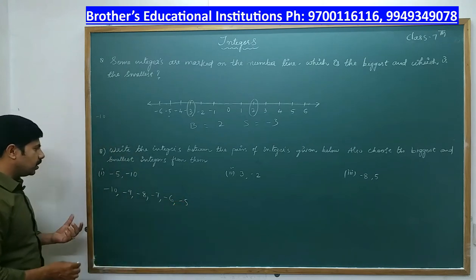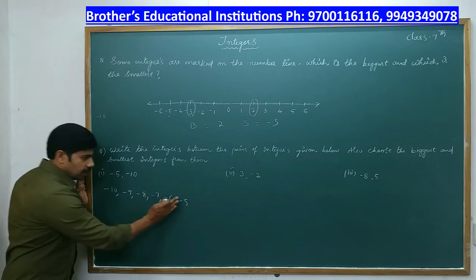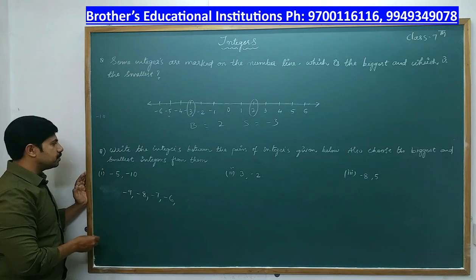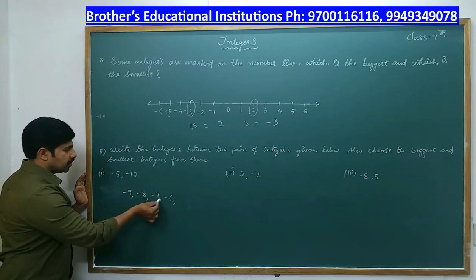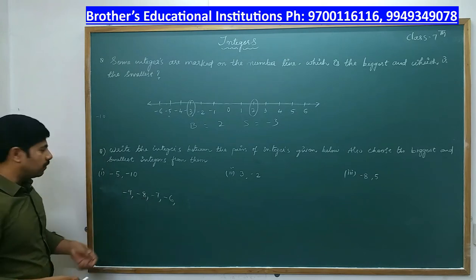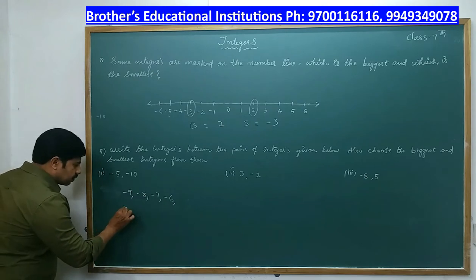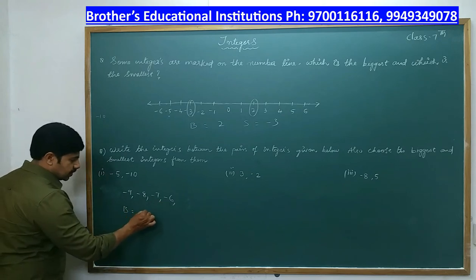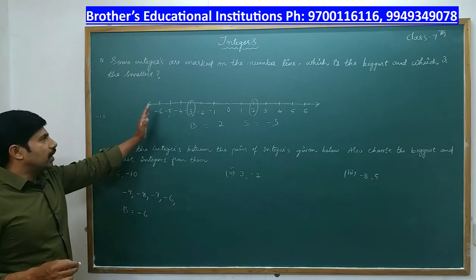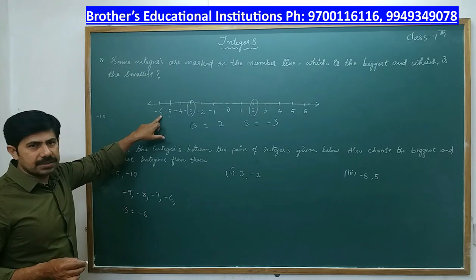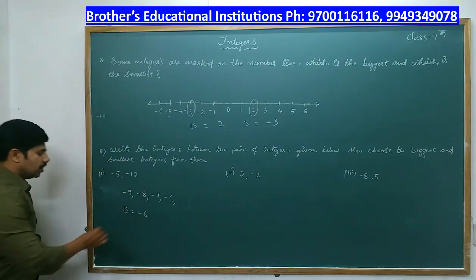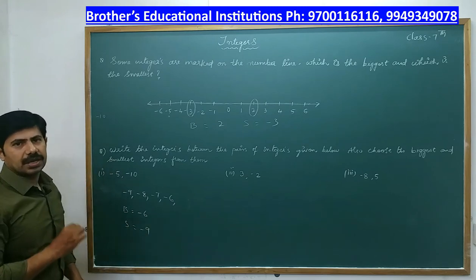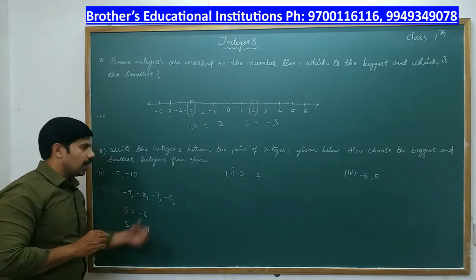As it says between -5 and -10, don't include these two. So what are the integers between these? -9, -8, -7, -6. Here we have to write the biggest and the smallest. The biggest integer is -6, because on the left side the first comes -10, then -9. So the biggest is -6 and the smallest is -9. So this is over and we go to the next one.